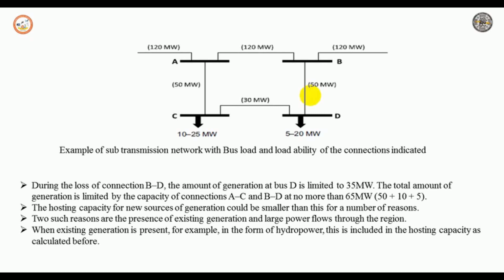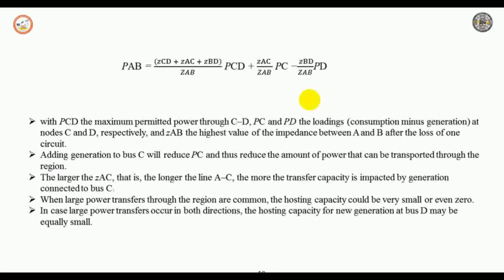So the total power transferred from A to B is given by the following equation. That is PAB equals ZCD plus ZAC plus ZBD. These are the impedances of all three consecutive lines, and ZAB is the impedance of the line AB. The power flow through CD is represented by PCD plus ZAC divided by ZAB into the product of PC, minus the ratio of ZBD and ZAB to the product of power flow through D.